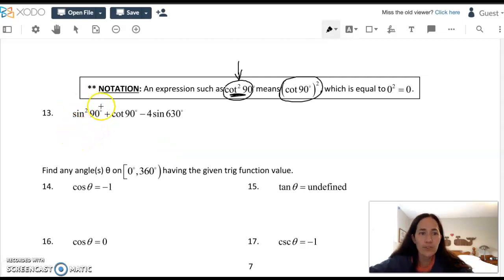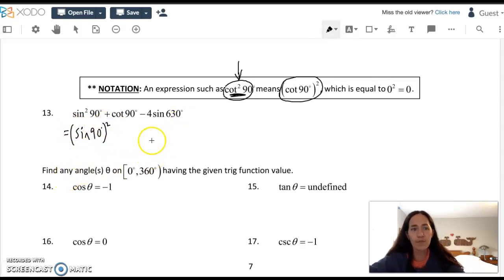Try the first one. What this means to say is you're taking the sine of 90, even though the squared appears on the inside, you're squaring that whole expression. You're squaring that value. And then we'll add the cotangent of 90 and so on. So plus cotangent of 90, nothing really to rewrite there. You might want to rewrite this third part and find a smaller coterminal angle to 630, by subtracting 360 from 630. We'll get sine of 270 instead. And now I think we can go to work.